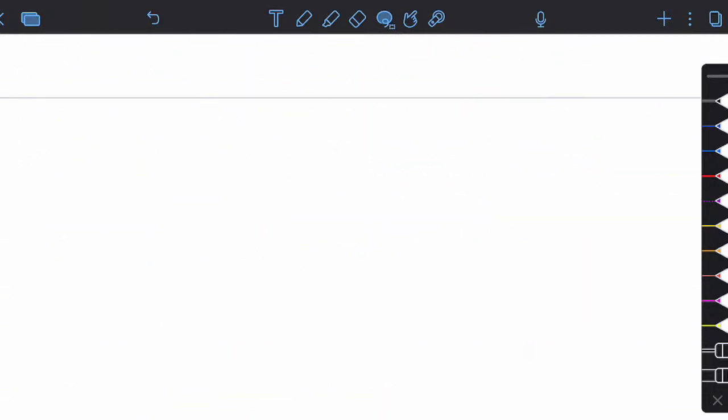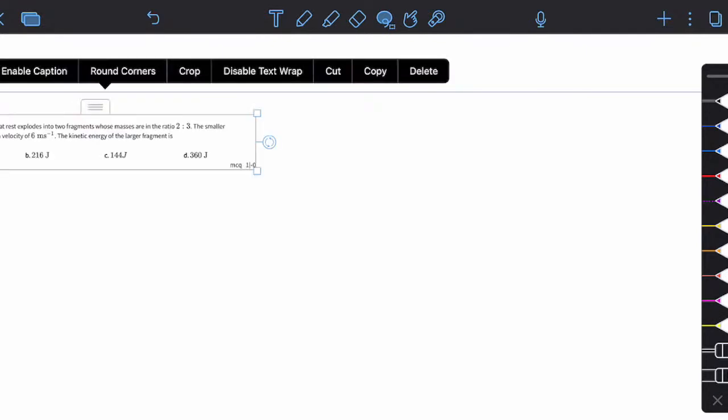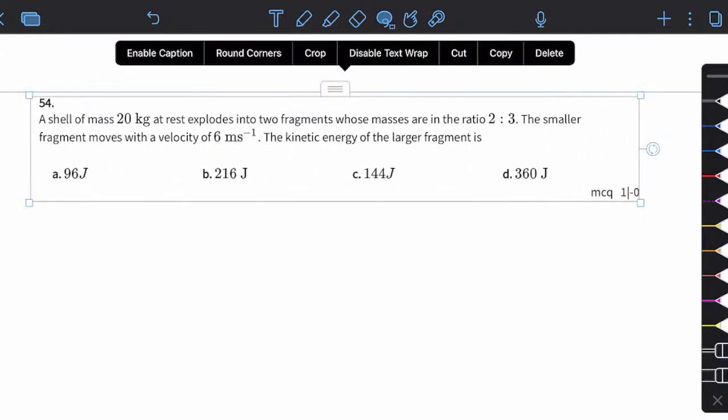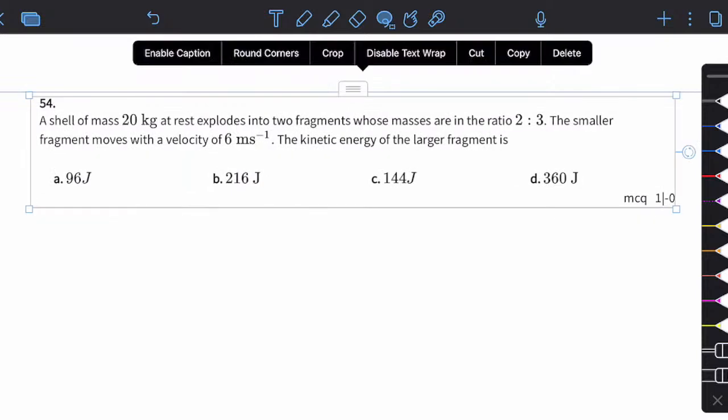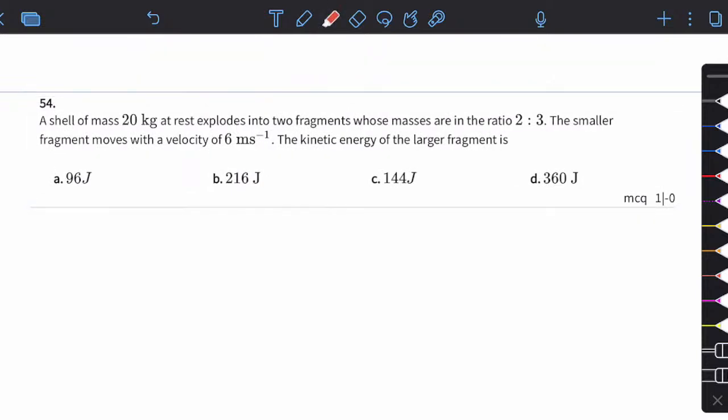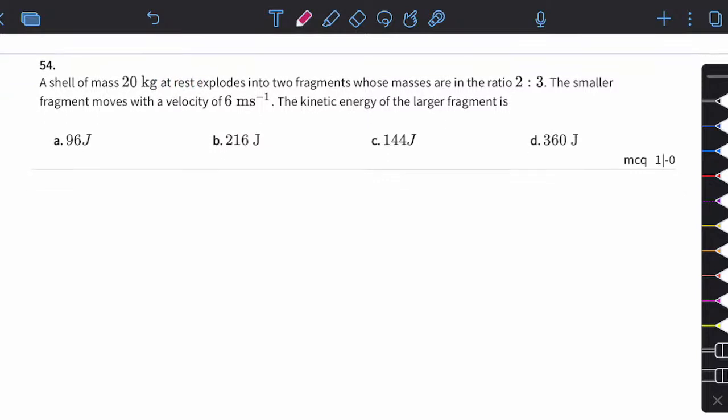Okay, so let's try that out. The important thing is to notice that this is quite important: initially at rest. We have to be careful about that. If initially it was moving, then the solution will change. Let us first draw a figure to understand this.